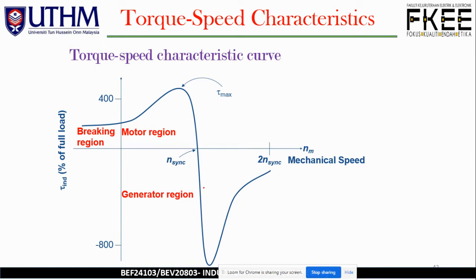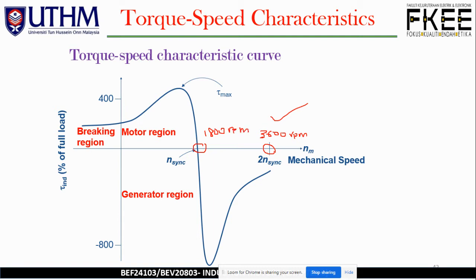So how about the particular curve? We have again the induced torque percent of full load, and what happens if we try to increase the mechanical speed beyond n sync, the synchronous speed, up to 2 times n sync? So we have 1800, for example. This is just for example. And then we have 2 n sync, which is 3,600, double the synchronous speed. Of course, the unit is RPM.